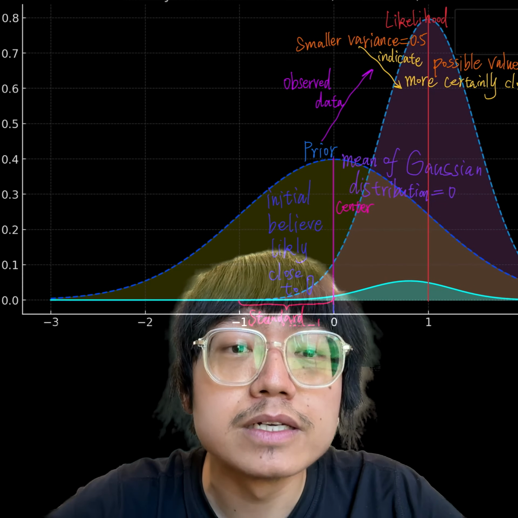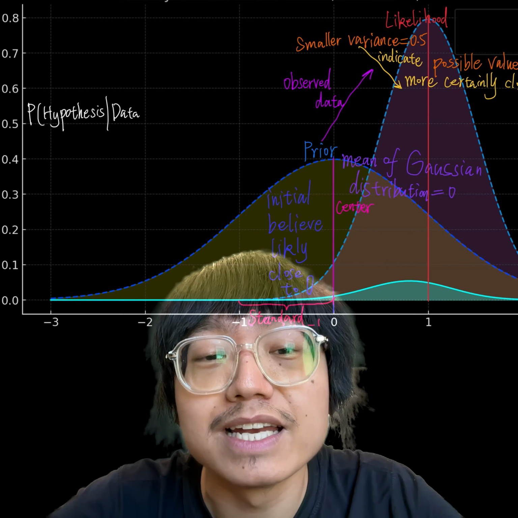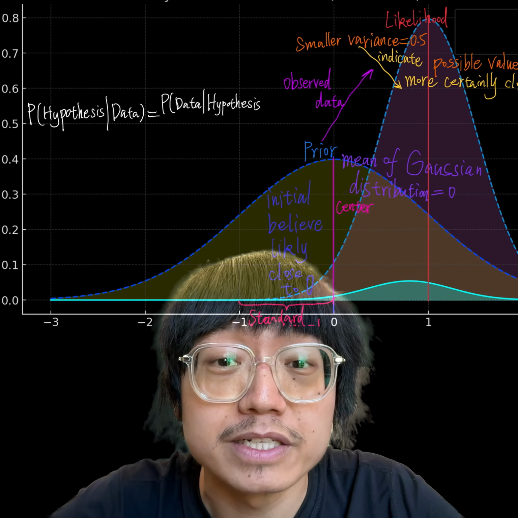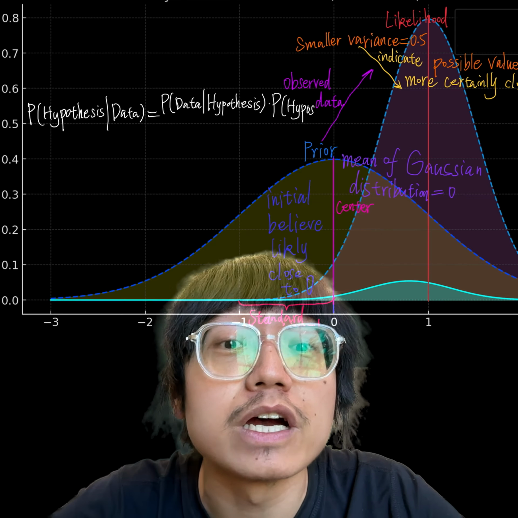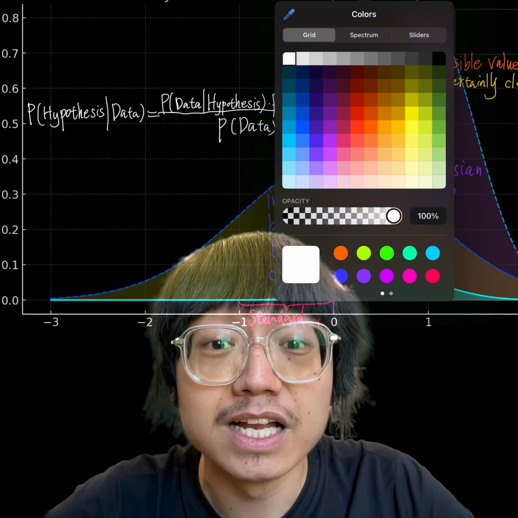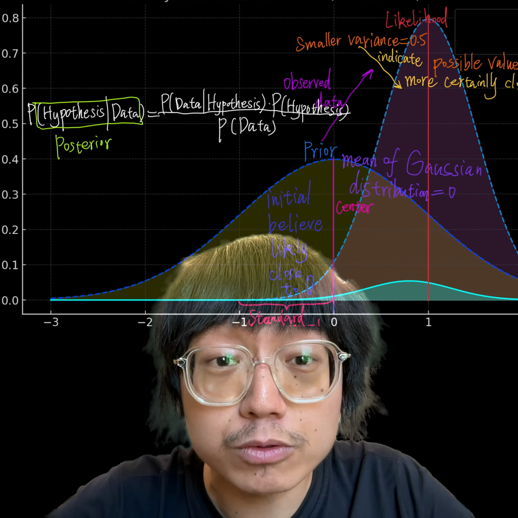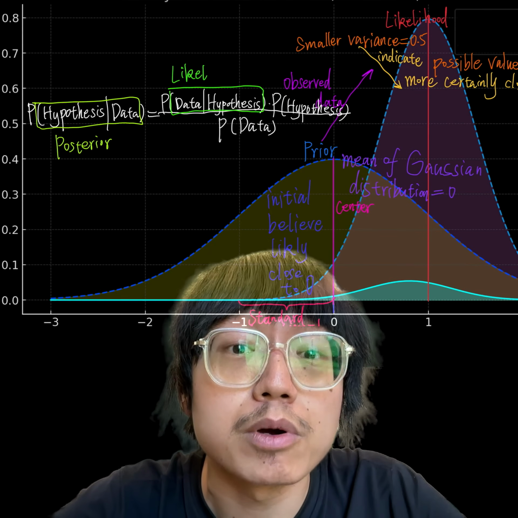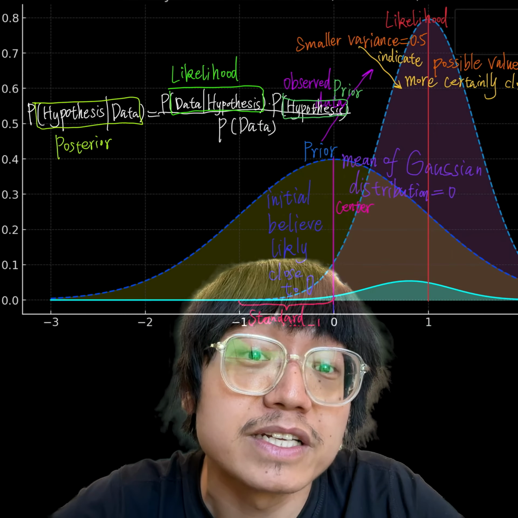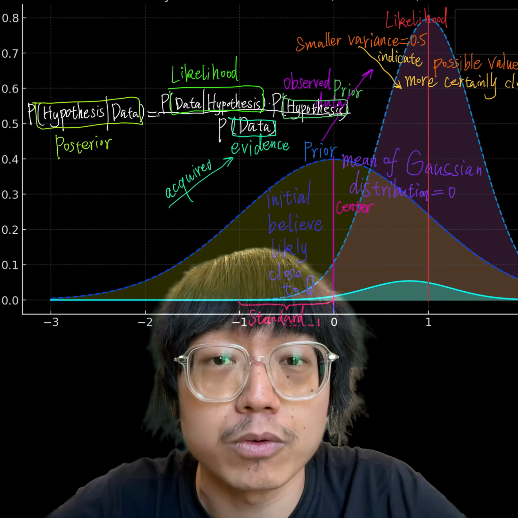The formula is: the posterior probability of the hypothesis given the data equals the likelihood of the data given the hypothesis times the prior probability of the hypothesis before we observe any data, divided by the total probability of the data under all possible hypotheses, which is our evidence. Bayes' rule is a fundamental theorem in probability theory and statistics that allows us to update the probability estimate for a hypothesis as additional evidence is acquired.